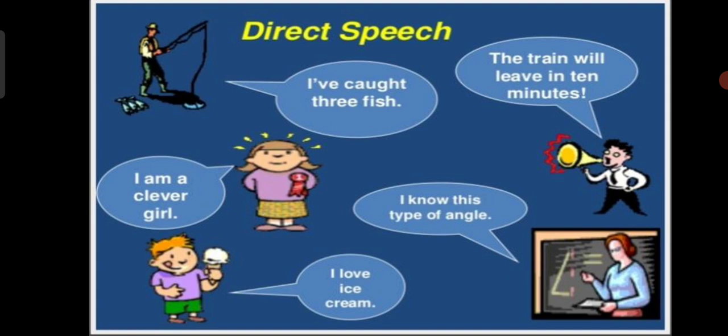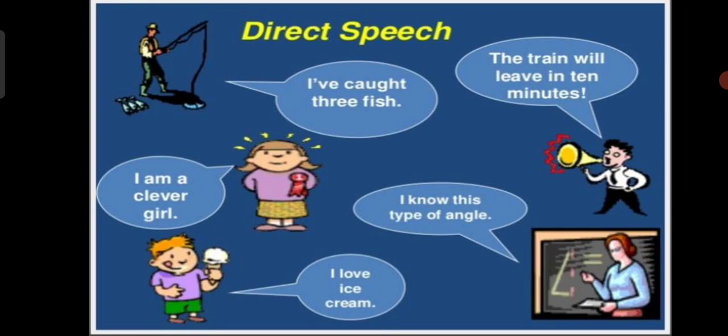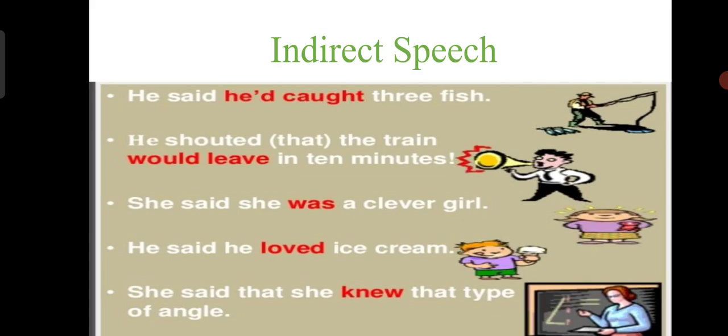See, here I have given a few examples of direct speech. The train will leave in 10 minutes. I know this type of angle. I love ice cream. I am a clever girl. I've caught 3 fish. When we convert the same speech into indirect, it becomes, he said he'd caught 3 fish. See here. I've caught 3 fish. He said he'd caught 3 fish.